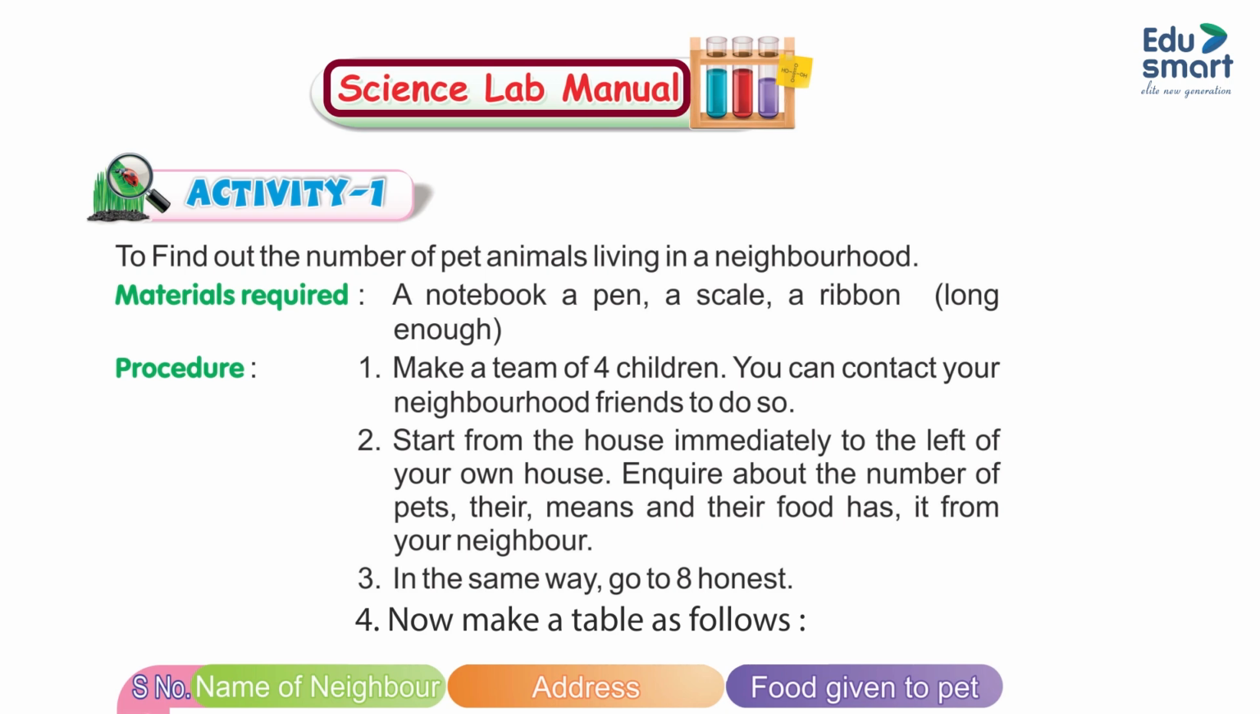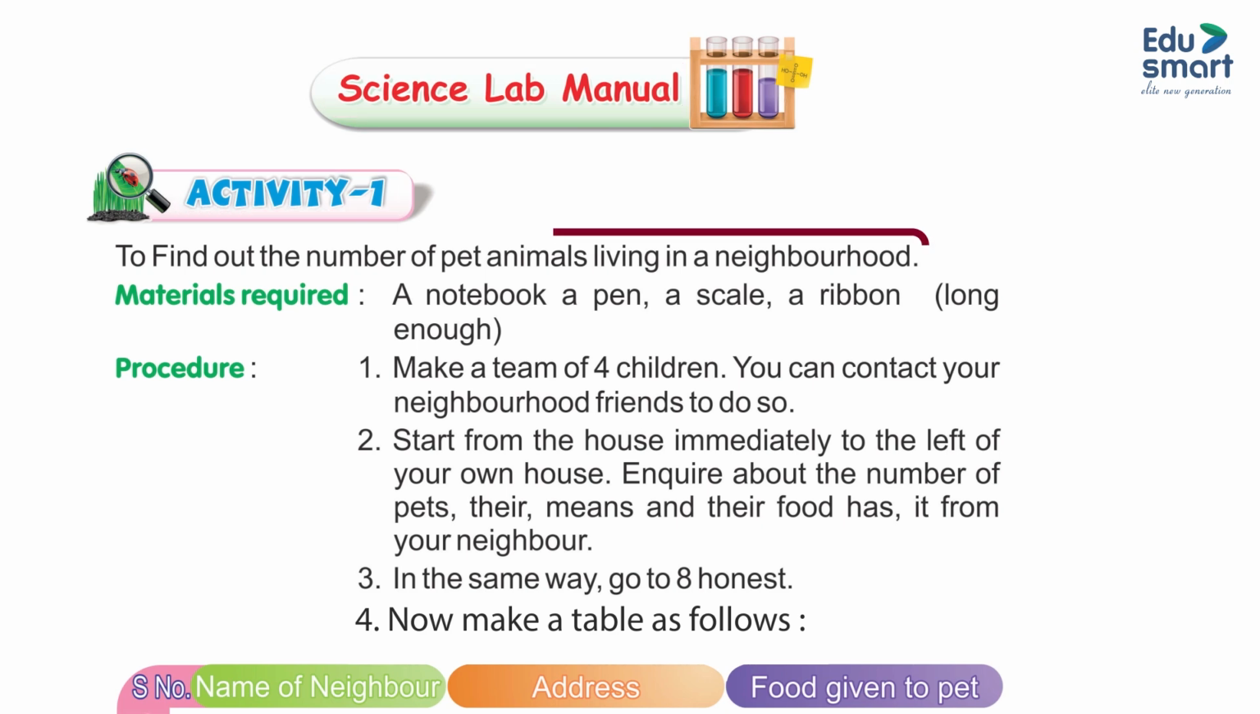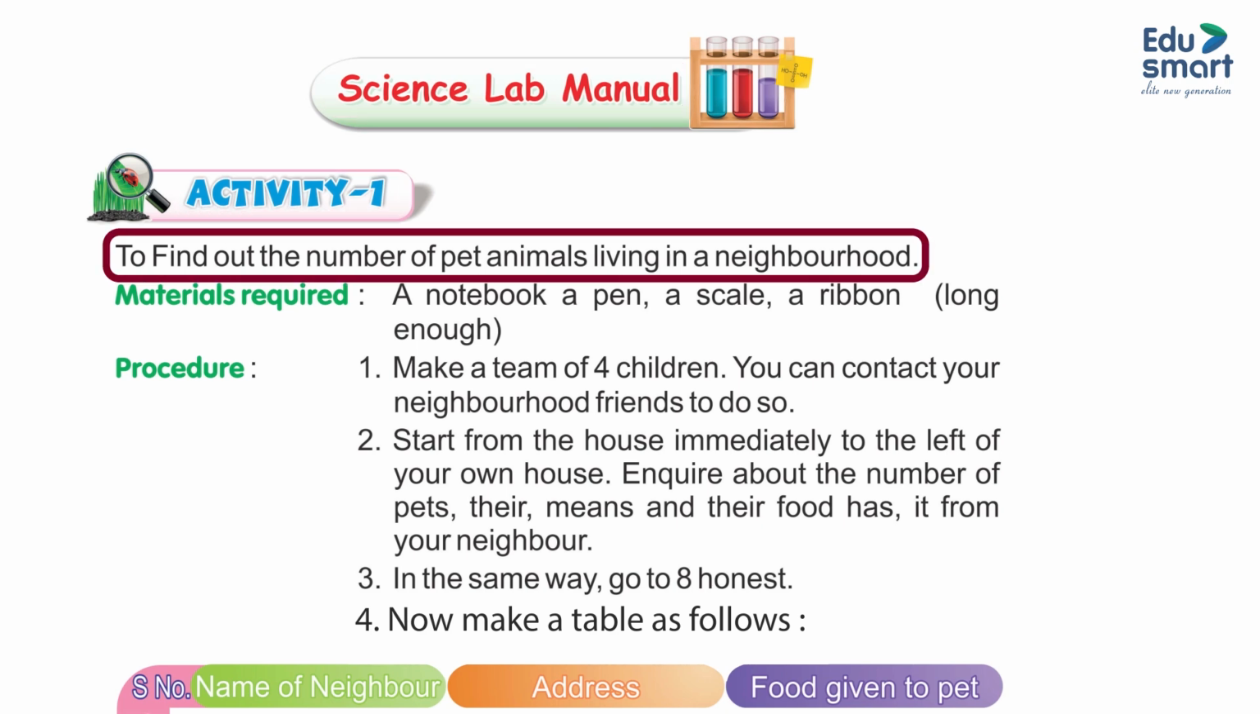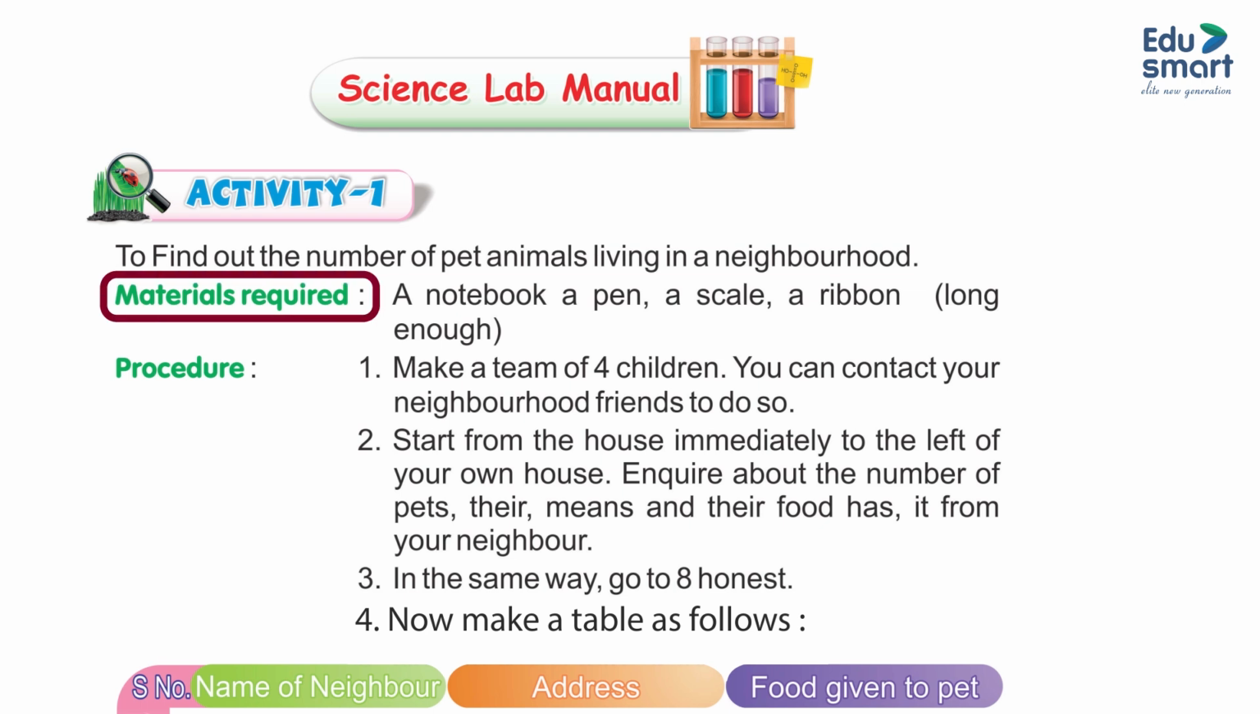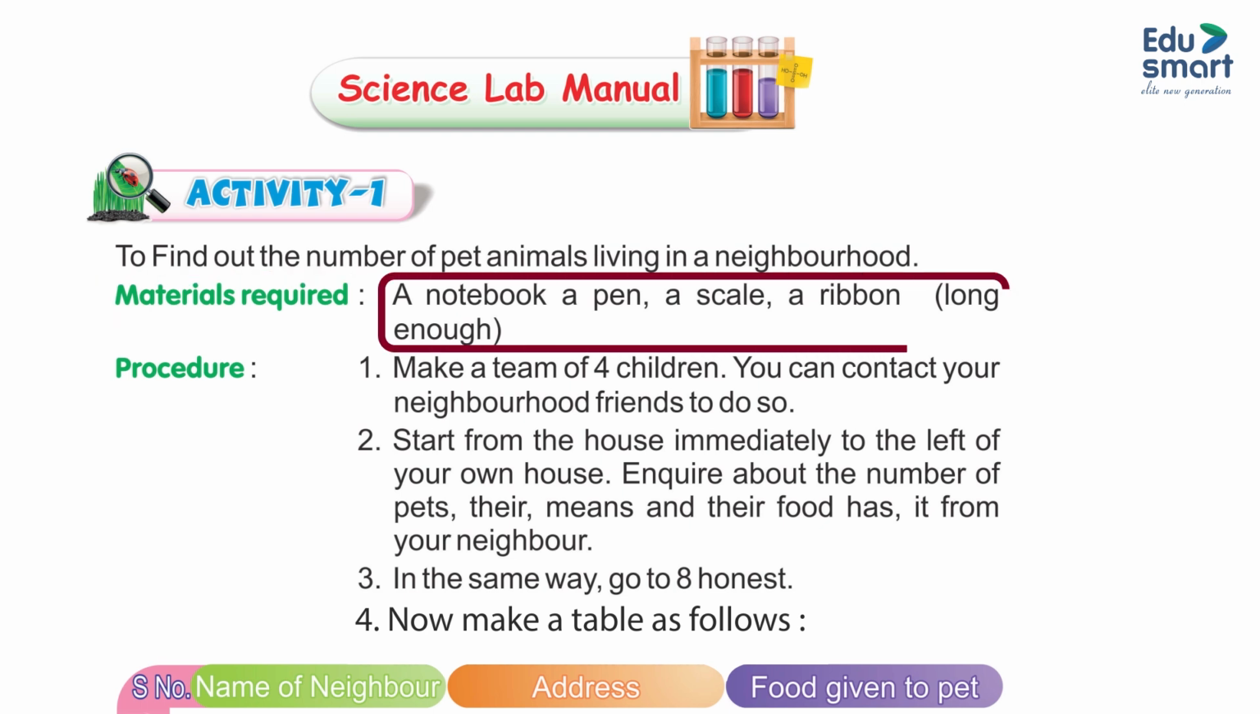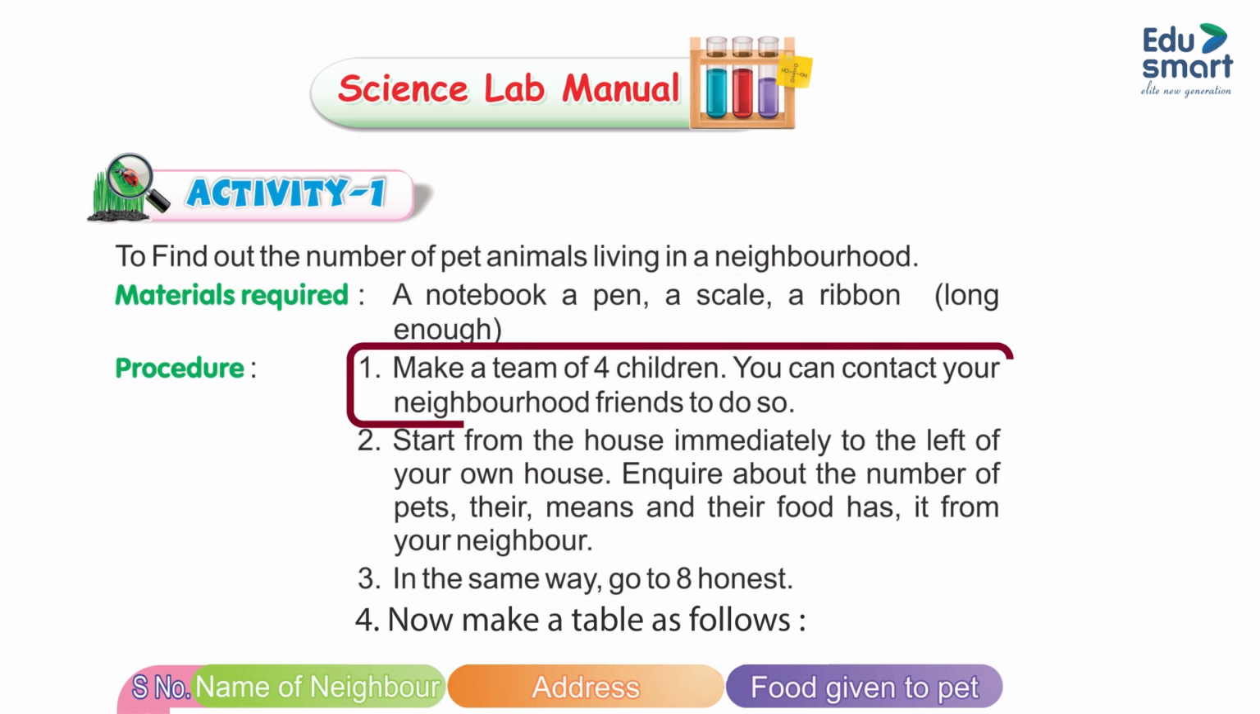Lab Manual. Activity 1: To find out the number of pet animals living in a neighborhood. Materials required: a notebook, a pen, a scale, a ribbon long enough. Procedure: 1. Make a team of 4 children. You can contact your neighborhood friends to do so.